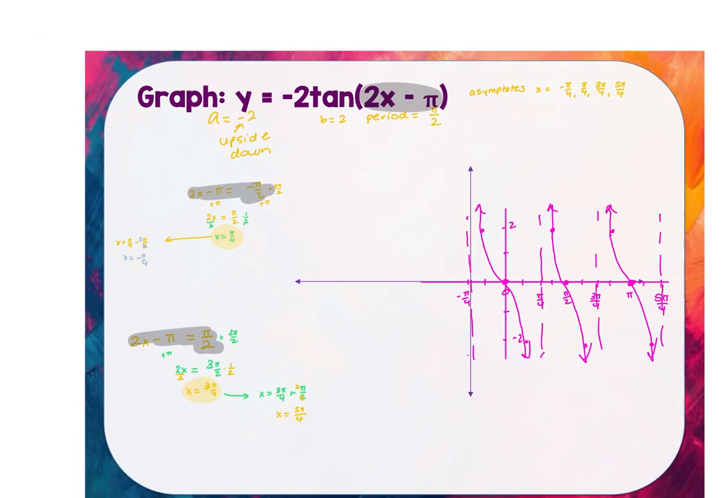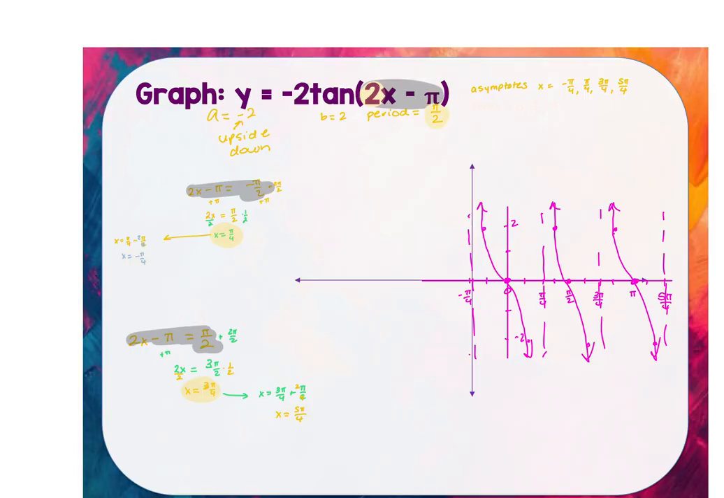Then our period, because b is 2, our period is pi over 2. So from the smaller one, which is the first one I found, I subtract the pi over 2, I get negative pi over 4. From the bigger one, the second one you found, I add pi over 2 and get 5 pi over 4. So now my other asymptotes, starting from left to right, the first one is x equals negative pi over 4, then positive pi over 4, then 3 pi over 4, then 5 pi over 4. Those are where the asymptotes go.